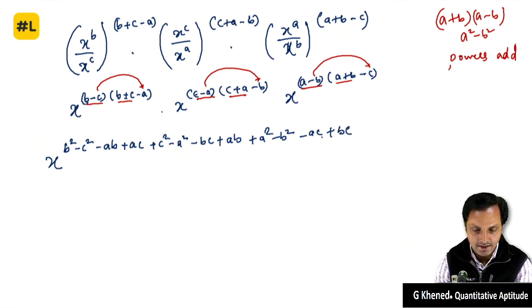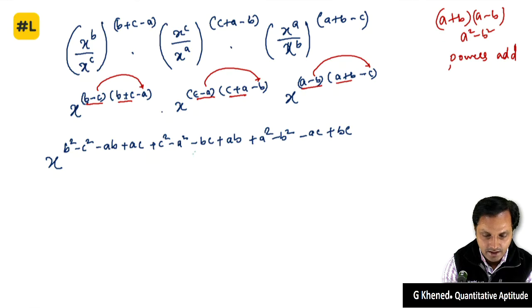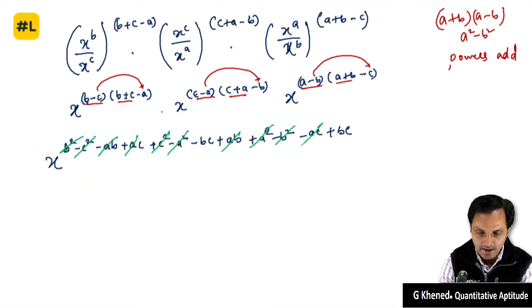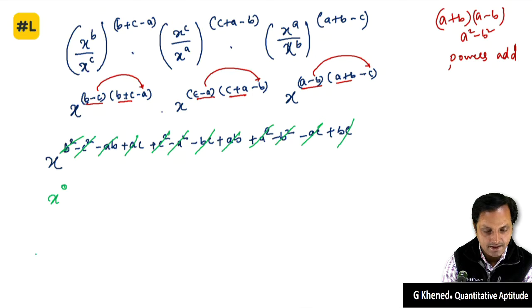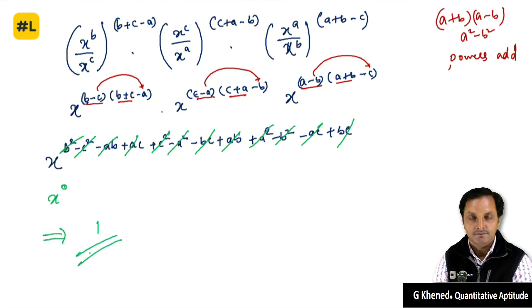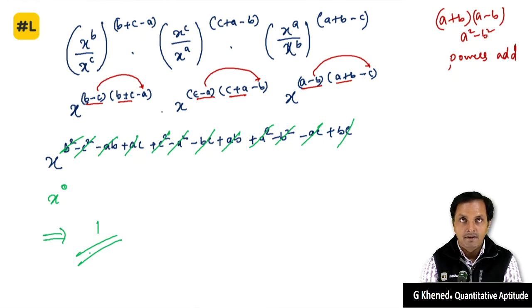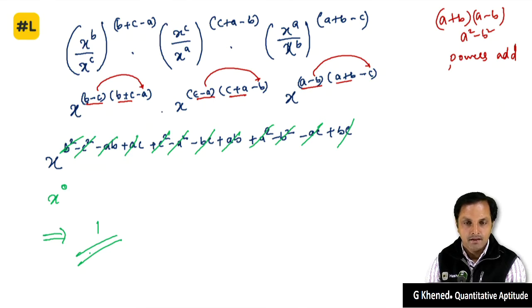What are the terms you can cancel? You can cancel b square with minus b square, minus a square with plus a square, ab with minus ab, c square with minus c square, ac with minus ac, bc with plus bc. Therefore, you will have x power 0, which is nothing but 1 as the answer. Is it clear? A number power 0 is 1, make sure the number should not be 0.